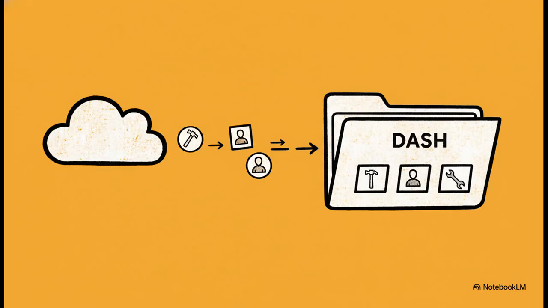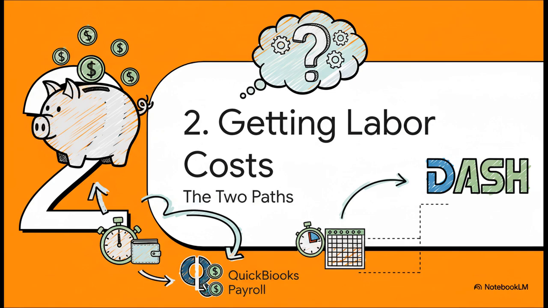So the mission, if you choose to accept it, is this. Every cost you put into QuickBooks needs to magically appear, perfectly assigned, perfectly categorized in the right job file over in Dash. And this is so much more than just moving numbers around. It's about turning that raw accounting data into smart, actionable intelligence that you can actually use to run your projects better.